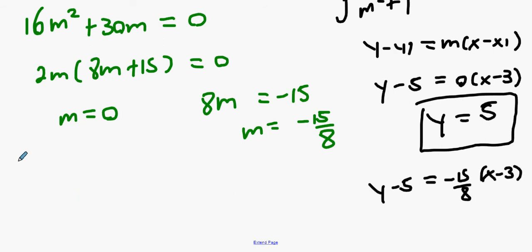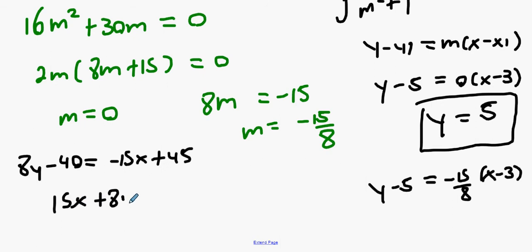We're going to get 8y minus 40 equals minus 15x plus 45. 15x plus 8y. Did anybody get this out? Oh, somebody got it out. Brilliant. You get those answers?